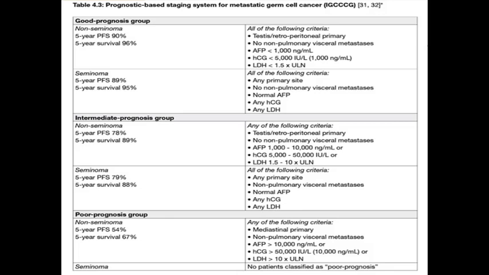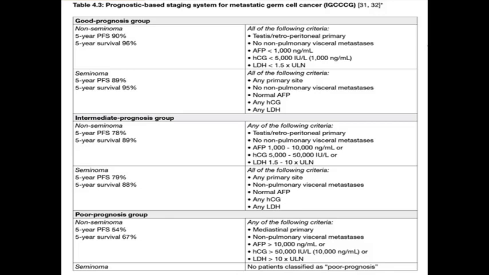Okay, now advanced germ cell tumors are divided into a good prognosis group, intermediate prognosis group, and poor prognosis group. In case of non-seminoma, the good prognosis group has a 5-year progression-free survival of 90% and 5-year survival of 96%. It includes all of the criteria like testis and retroperitoneal primary, no non-pulmonary visceral metastasis, and all tumor markers up to S1 level.